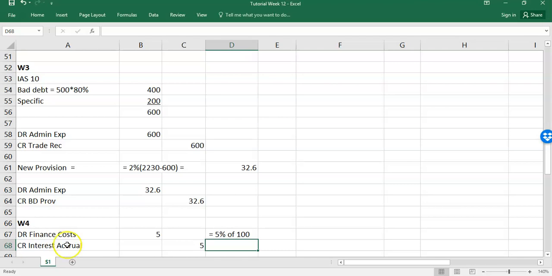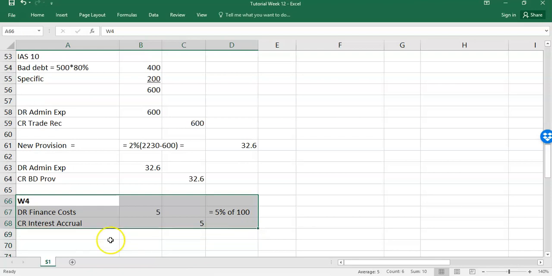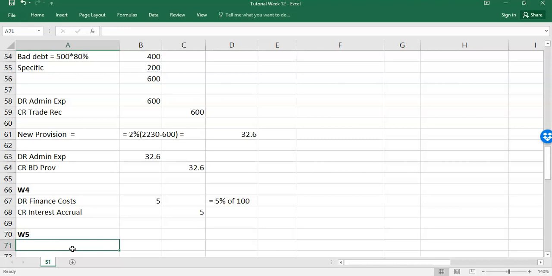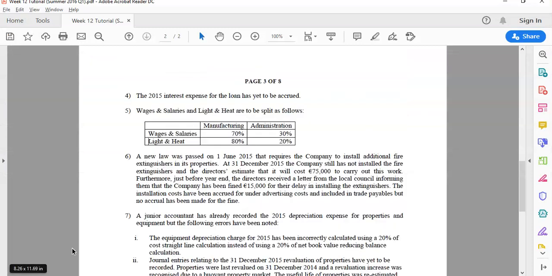So your finance costs are 5,000. So if you were dodgy enough about a couple of the workings, you could have done the easy workings first. Do inventory, do this accrual, do the prepayments, and get some marks on the board. There's nothing wrong with that as long as you cover them all at some stage and you clearly label your workings as well. Working 5 then is wages and salaries and light and heat.